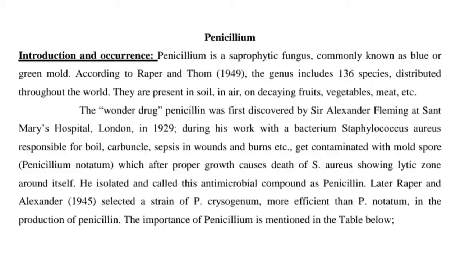The wonder drug, penicillin, was first discovered by Sir Alexander Fleming at St Mary's Hospital, London, in 1929. During his work with a bacterium, Staphylococcus aureus, responsible for boils, carbuncles, sepsis in wounds and burns etc., the culture got contaminated with mold spore Penicillium notatum, which after proper growth causes death of S. aureus, showing a lytic zone around itself. He isolated and called this antimicrobial compound penicillin.